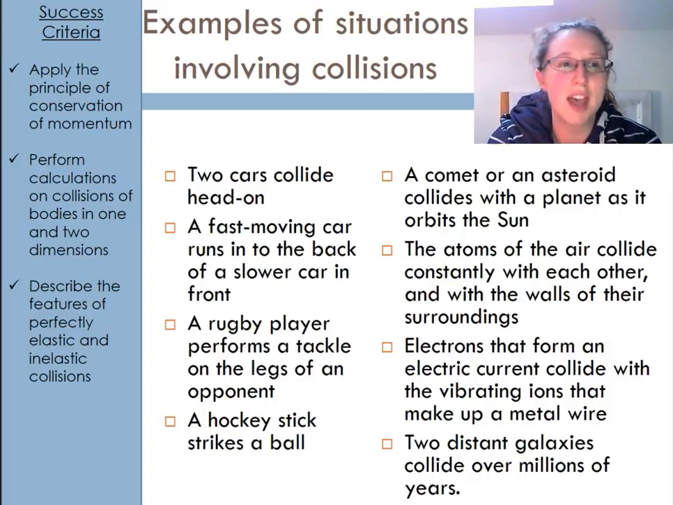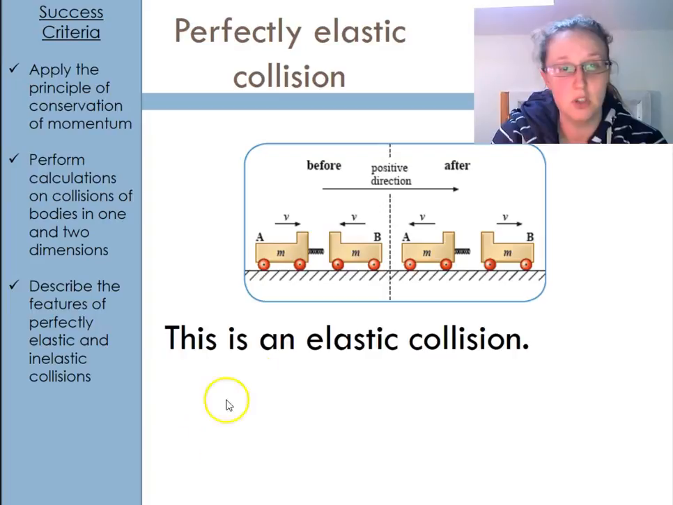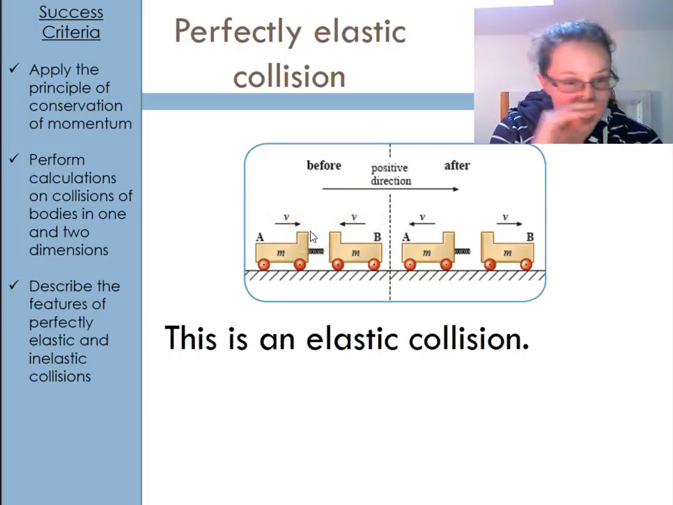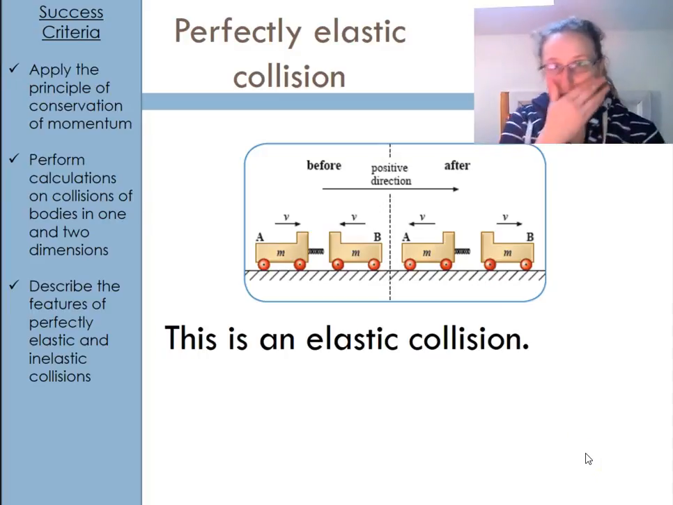Now, there are two types of collision that I am interested in looking at. The first is what we would call a perfectly elastic collision, and this diagram shows you an example of one. So I have two trolleys here. Now they both happen to have mass m and are both travelling with the same magnitude of velocity but in opposite directions. They then collide and now for both of them their direction is reversed but it still has the same magnitude. And that is an example of an elastic collision.